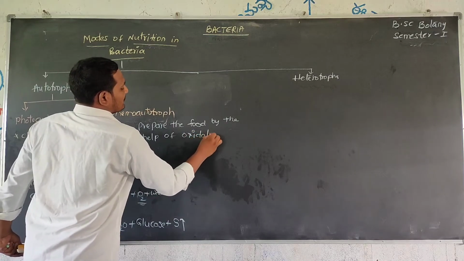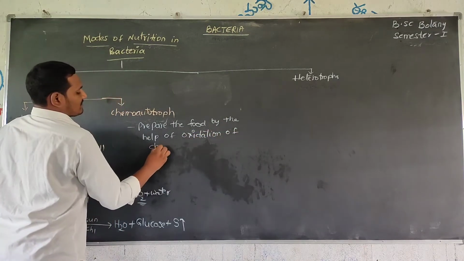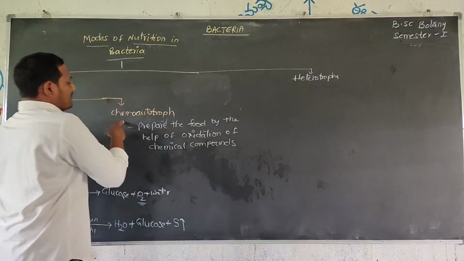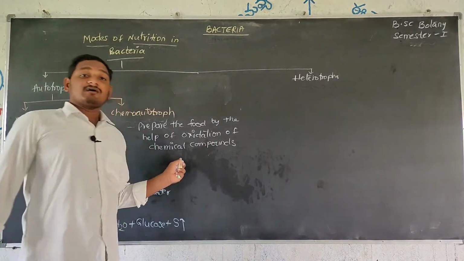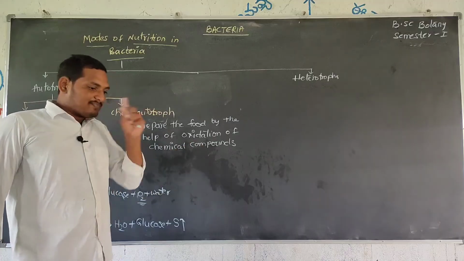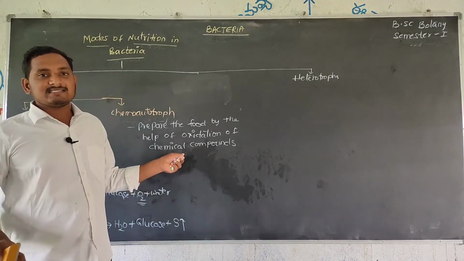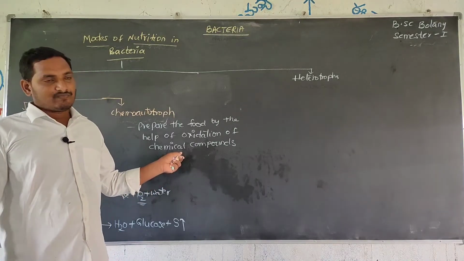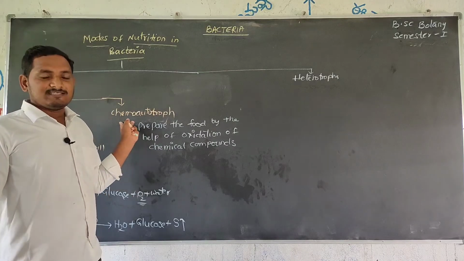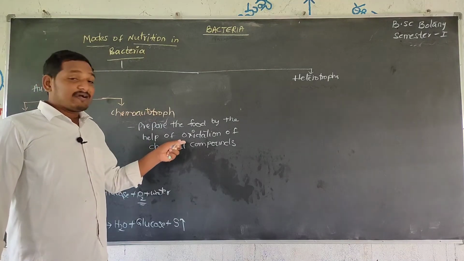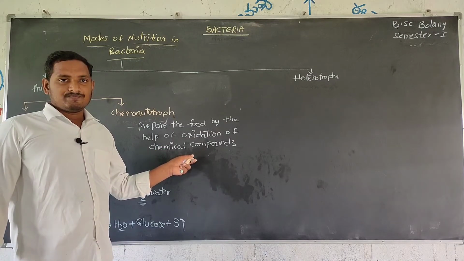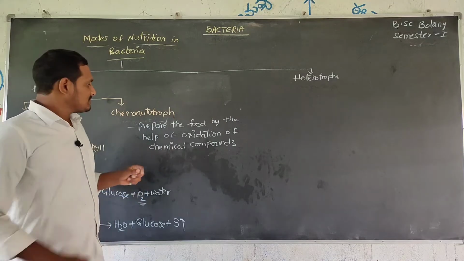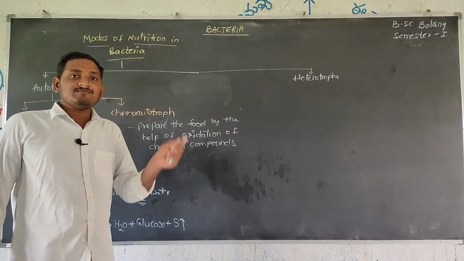oxidation of chemical compounds. So these bacteria prepare the food by the help of oxidation of chemical compounds. These bacteria oxidize some chemicals and release energy, which is used for reduction of carbon dioxide to carbohydrates. That energy is used for preparation of the food materials.